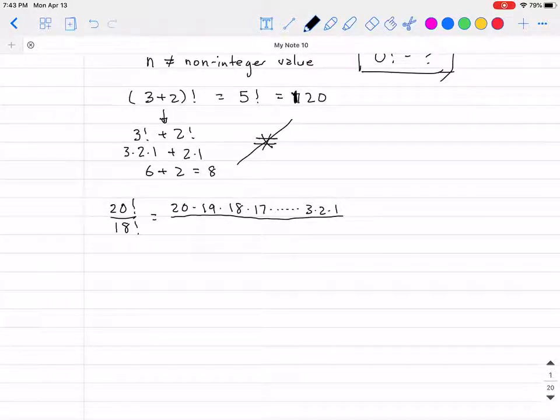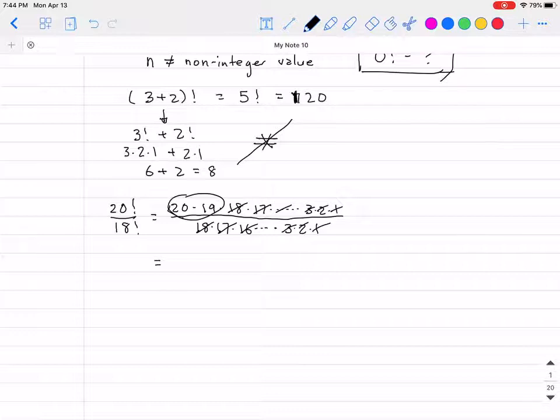Now, 18 factorial, you can do exactly the same thing. You're going to get 18 times 17 times 16, and so on, all the way to the last three terms, 3 times 2 times 1. As soon as you write out these terms and the general pattern, you should be able to see what's happening here. The 18s would cancel out on both top and bottom. So will the 17, so will the 16, and so on, all the way to the last terms. So whatever's left over is really just the first term and the second term.